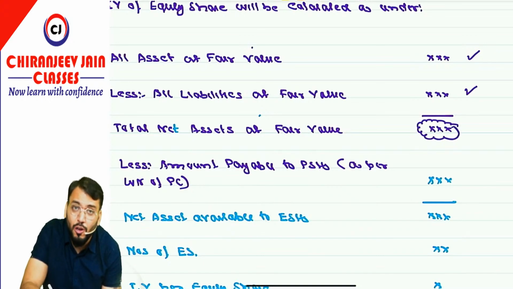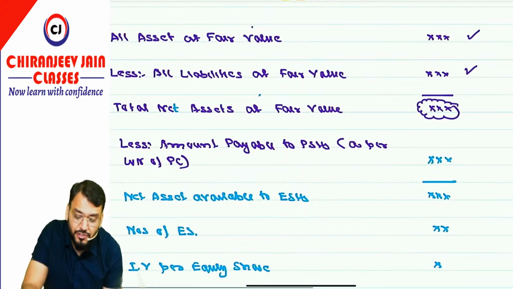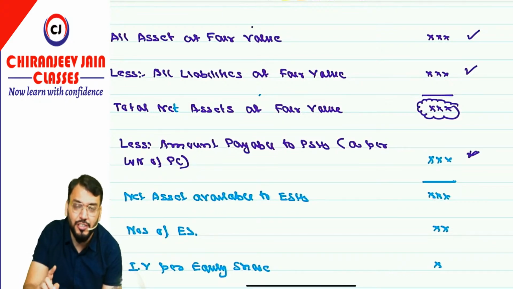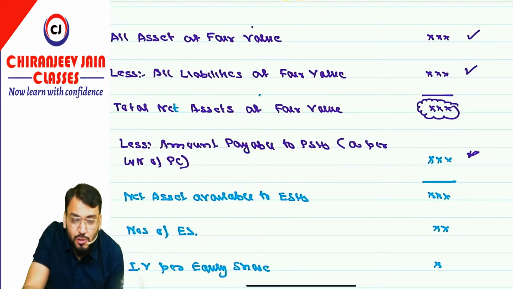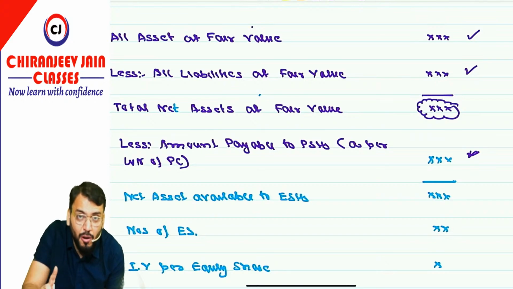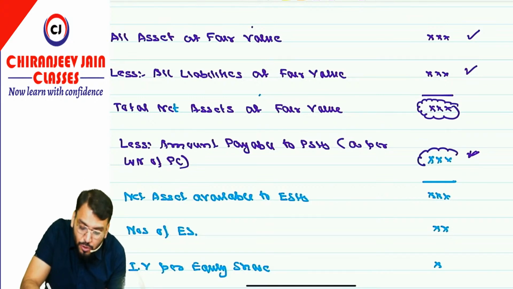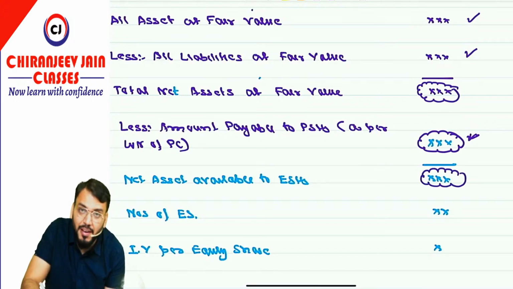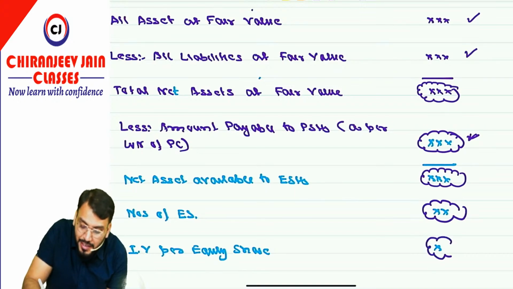This net asset belongs to preference shareholders as well as equity shareholders, but intrinsic value we normally calculate for equity shares, not for preference shares. So from this we minus the amount payable to preference shareholders as per the working note of PC, that will be given in the question. Not book value, the amount payable to preference shareholders. This is the net asset available to equity shareholders, divided by the number of equity shares. This becomes the intrinsic value per equity share.